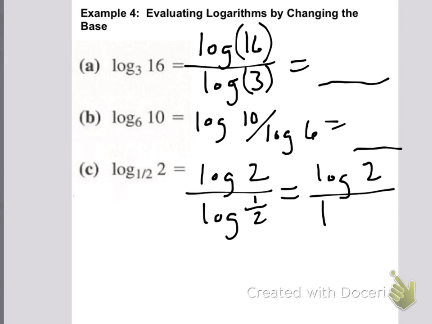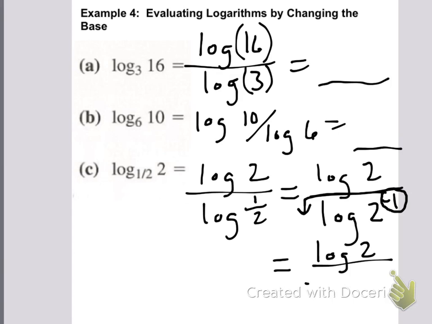How else could I write 1/2? I can write 1/2 as 2 to the negative 1 power. But that negative 1 exponent, where does that go? And you're all screaming, it goes in front of the log! That is correct. So I have log 2 over negative log 2.